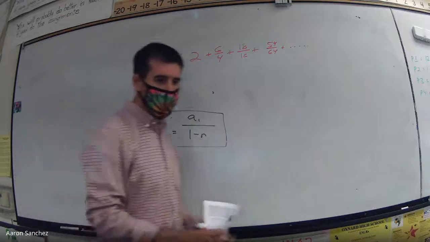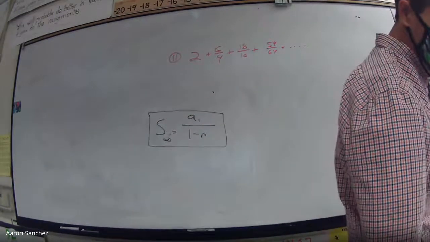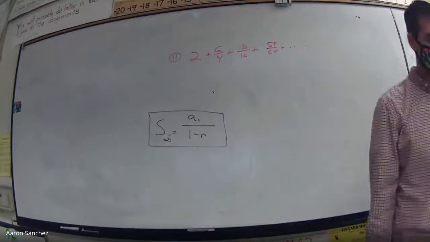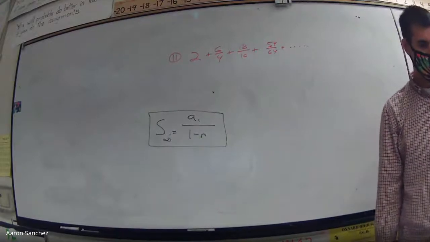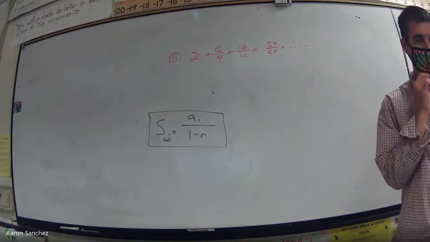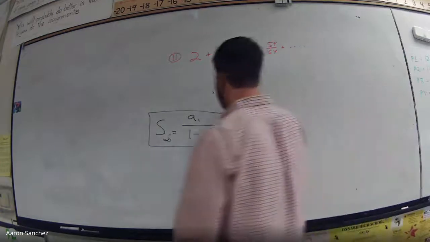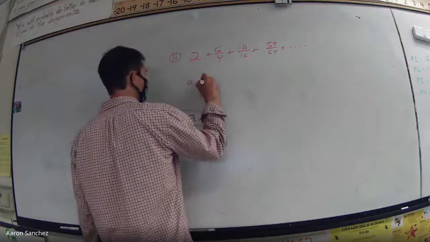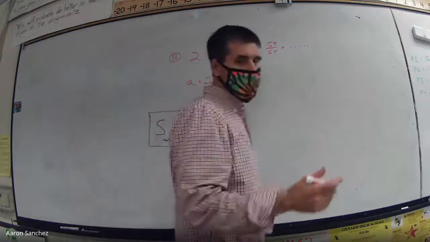So what's my first term? Elise, what's my first term? 2. 2 is my first term. So I'll say my first term is 2. Now, does anyone know how I'm going to solve for the common ratio?